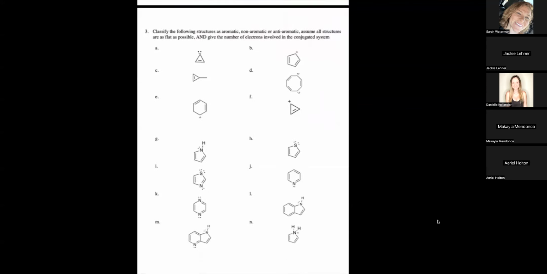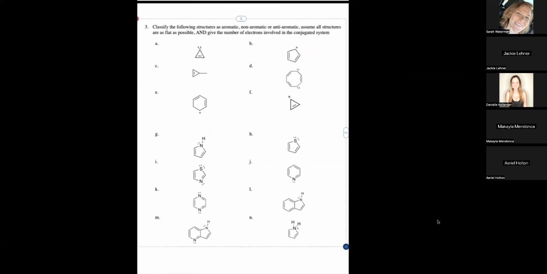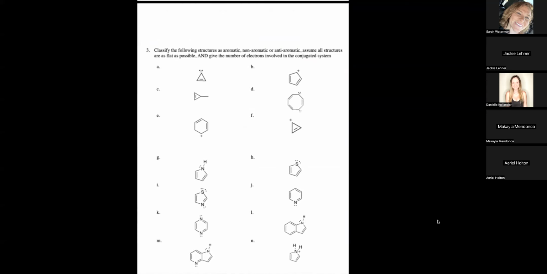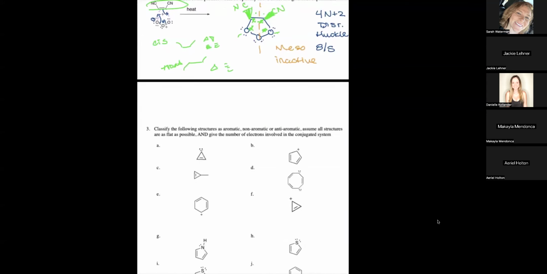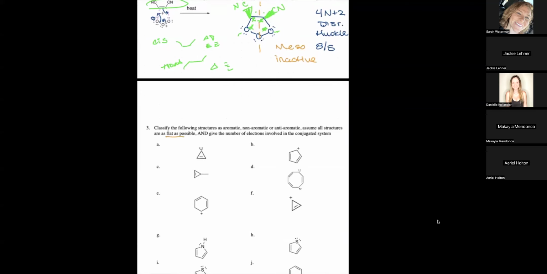All right. So with these ones, the best way that she explained it, let me just move this down a little bit so I have some space to write. Okay, so the best way to think about this, we're asked to classify the following structures as aromatic, non-aromatic, or anti-aromatic. Assume all structures are as flat as possible and give the number of electrons involved in the conjugated system. So we're looking for cyclic, conjugated, and planar, right?